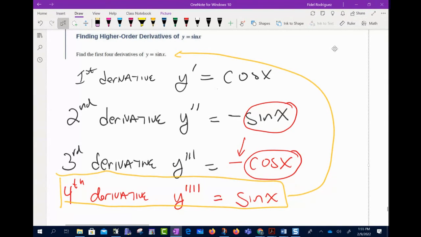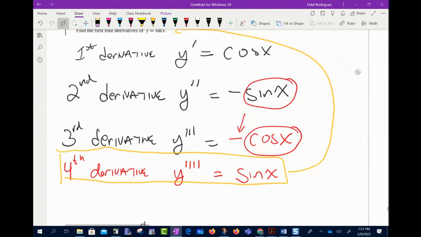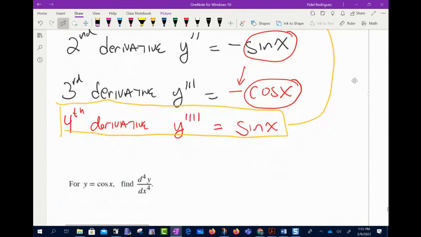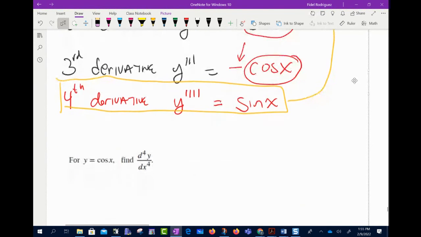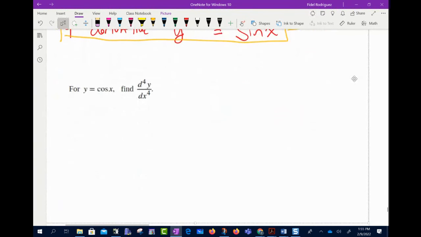The 8th derivative would also be sine x. The 12th derivative would also be sine x, right? We can kind of see what the pattern is. Okay, so now we're going to do the same thing here. We're going to find the fourth derivative of cosine x. Let's try to see if we can do this.